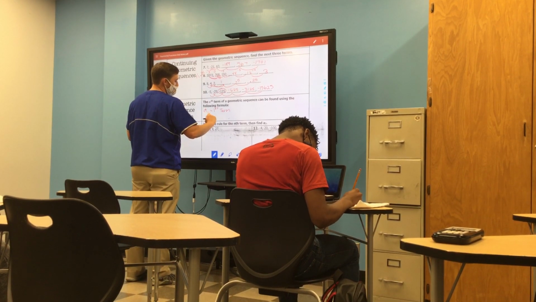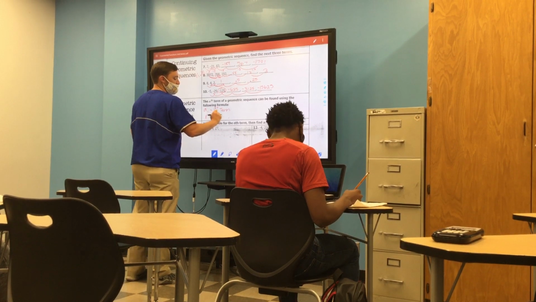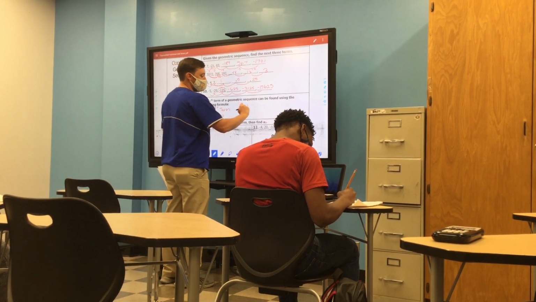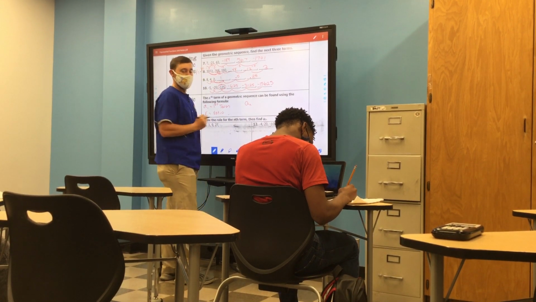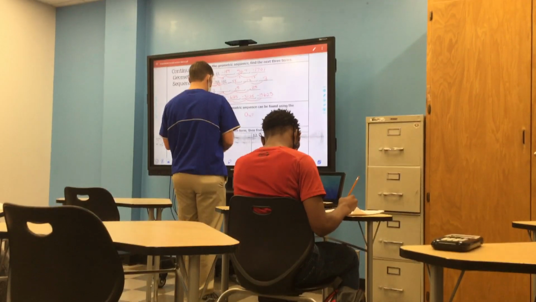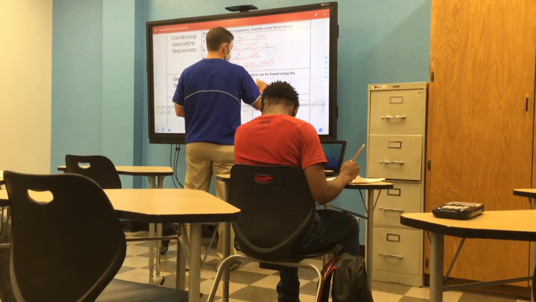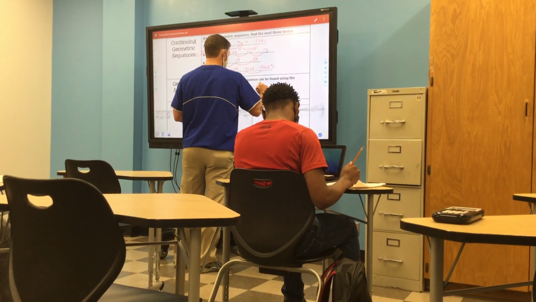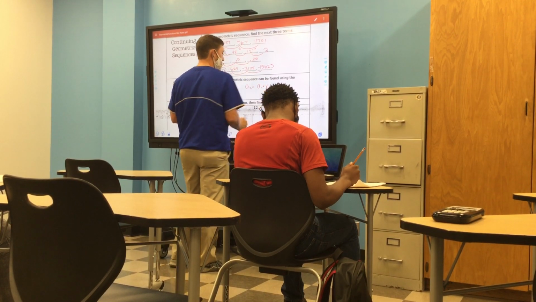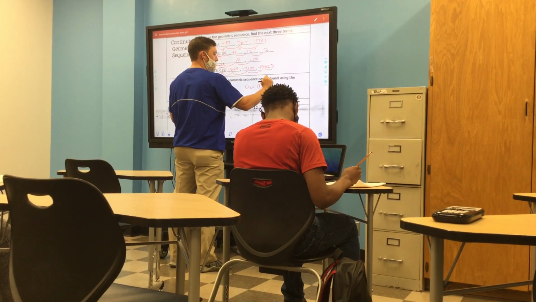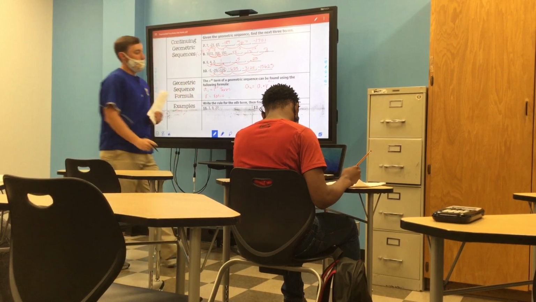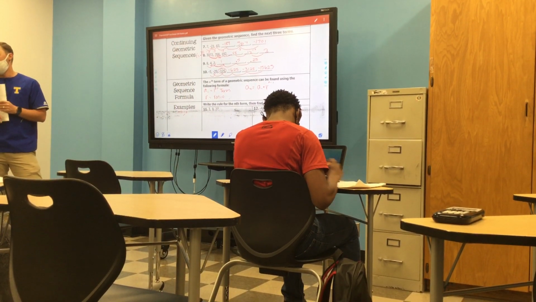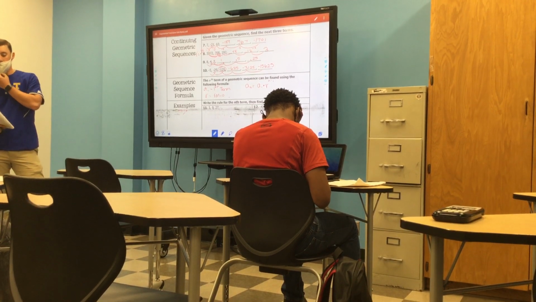r would be your ratio. Obviously, we've been finding r. So for whatever an we want to find, an would be your first term, a1, times r raised to the n minus 1 power. So there's the formula that we want to use. Write that down.